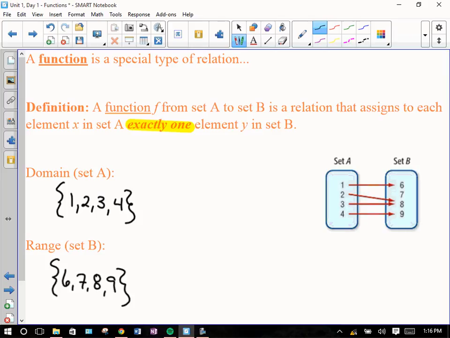Here's the trick, because we can do something up here that makes this not a function. But the reason this is a function is that if you look at our domain, 1, 2, 3, and 4: 1 maps to exactly 1 element, which is 6. 2 maps to exactly 1 element, which in this case is 8. 3 maps to exactly 1 element, which is 8. 4 maps to exactly 1 element, which is 9. I would draw this picture, because I'm going to draw another picture that shows you one that's not a function.